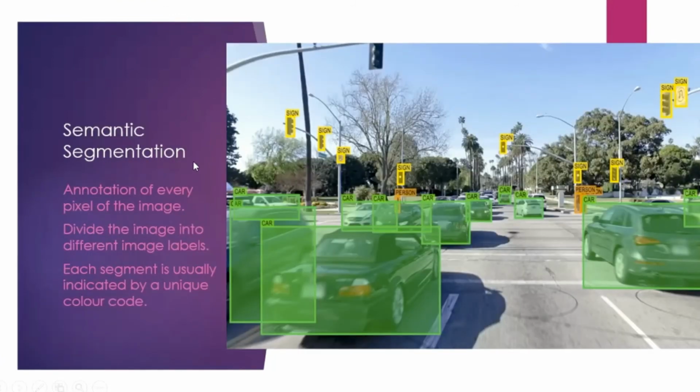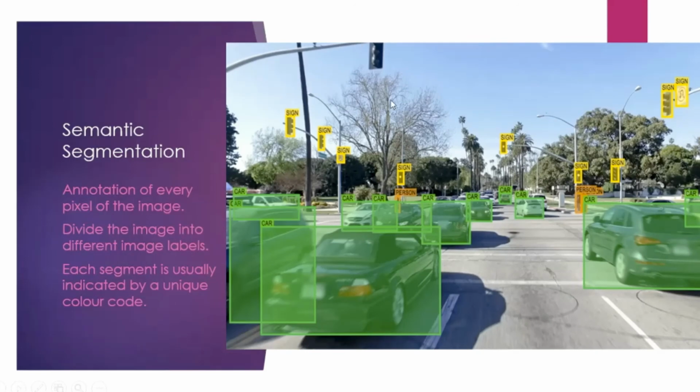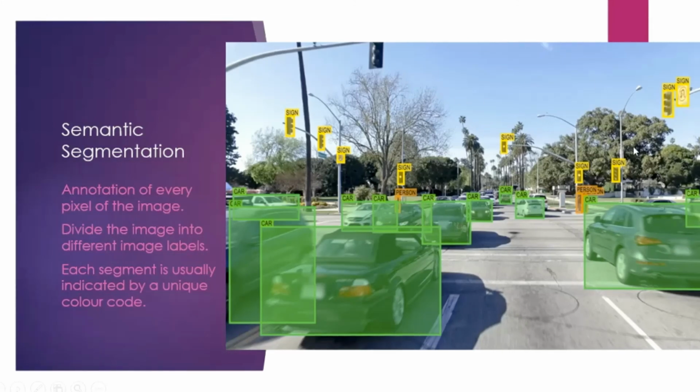Next we see is semantic segmentation. Now what is semantic segmentation? Given an image, there are so many features which it's capturing. So I segment this image into various segments. I segment this as a car, sign, person, and different others like trees, etc. are not being labeled here, but you can see that each segment is indicated by a unique color code: green for car, orange for person, and yellow for sign. This is how we divide this image into different labels and do the semantic segmentation of it.